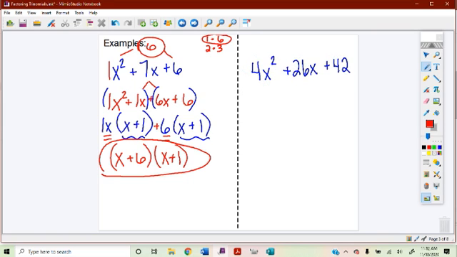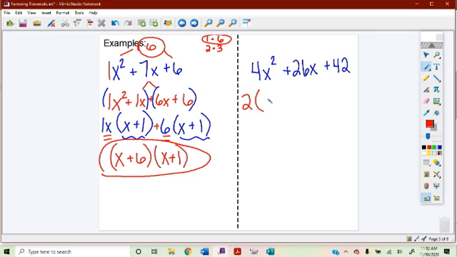And then this has an x squared, this has an x, and this has just plain 42. So I can't take an x out either, since everything doesn't have an x in it. But everything does have a 2 in it. Everything is divisible by 2. So I'm going to start by moving a 2 out and seeing what I have left over as my trinomial.